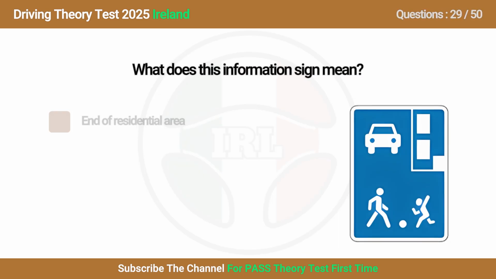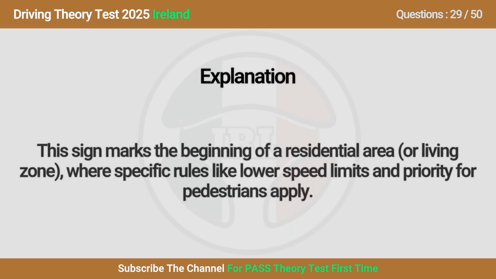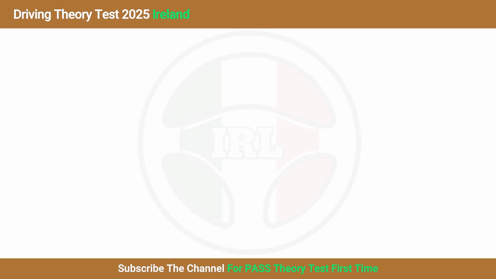Question 29. What does this information sign mean? A. End of residential area. B. Start of residential area. C. Parking zone. D. Play area. Answer is B, start of residential area. This sign marks the beginning of a residential area or living zone, where specific rules like lower speed limits and priority for pedestrians apply.